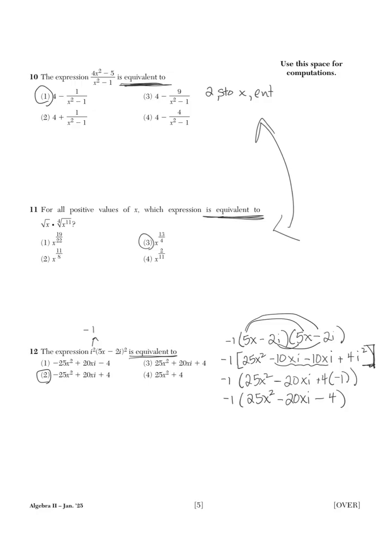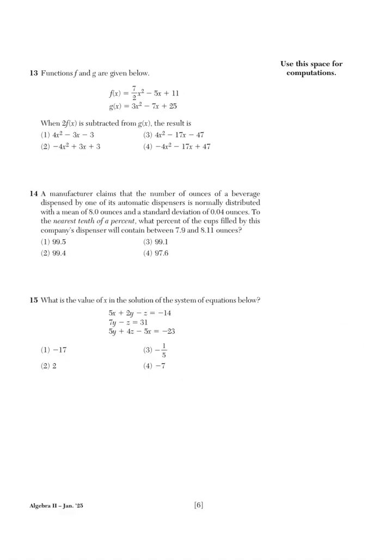All right, now here's where this -1 comes in. I'm going to distribute that through to everything. So that's going to give me a -25x squared plus a 20xi, and then plus 4. Number 13, the answer is choice 2.